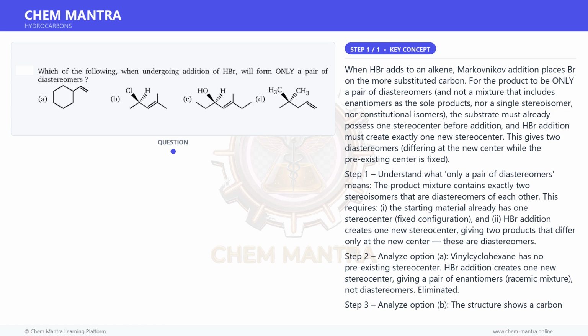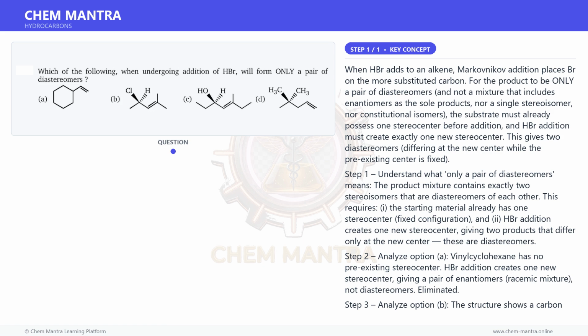Step 2. Analyze option A. Vinyl cyclohexane has no pre-existing stereocenter. HBr addition creates one new stereocenter, giving a pair of enantiomers, a racemic mixture, not diastereomers. Eliminated. Step 3. Analyze option B. The structure shows a carbon bearing Cl, wedge, and H. This is a pre-existing stereocenter.